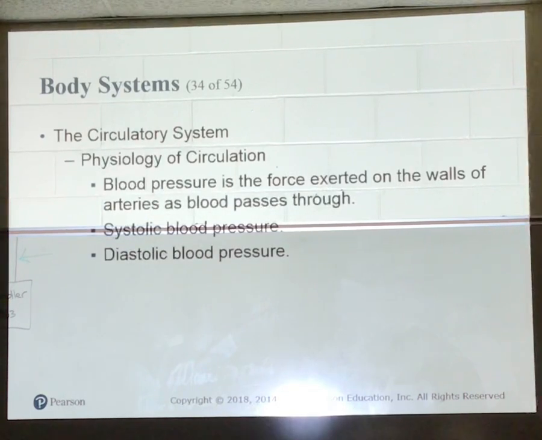Blood pressure is the force exerted by the blood on the interior wall of the arteries.